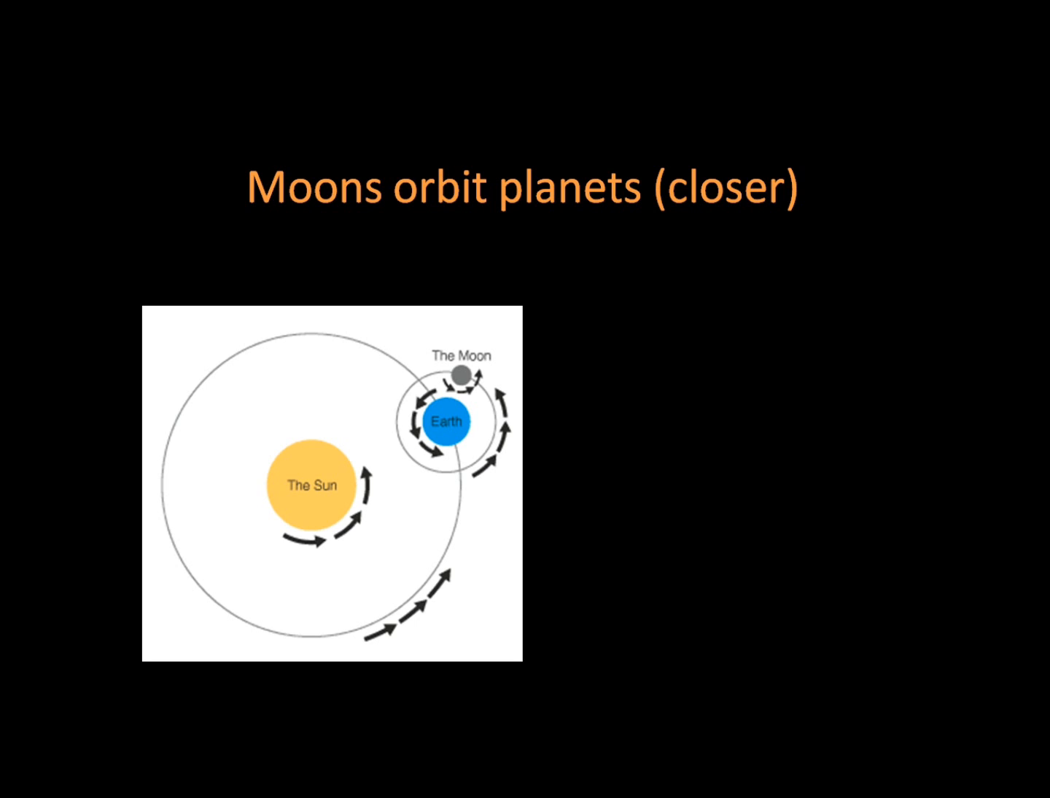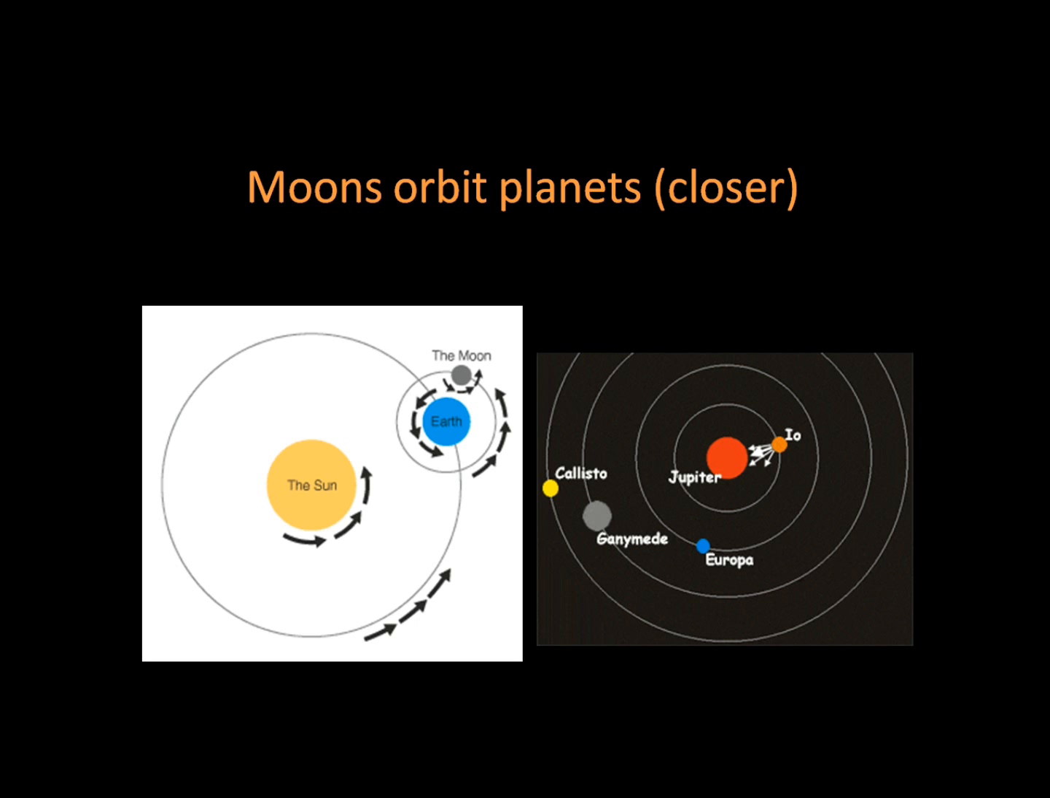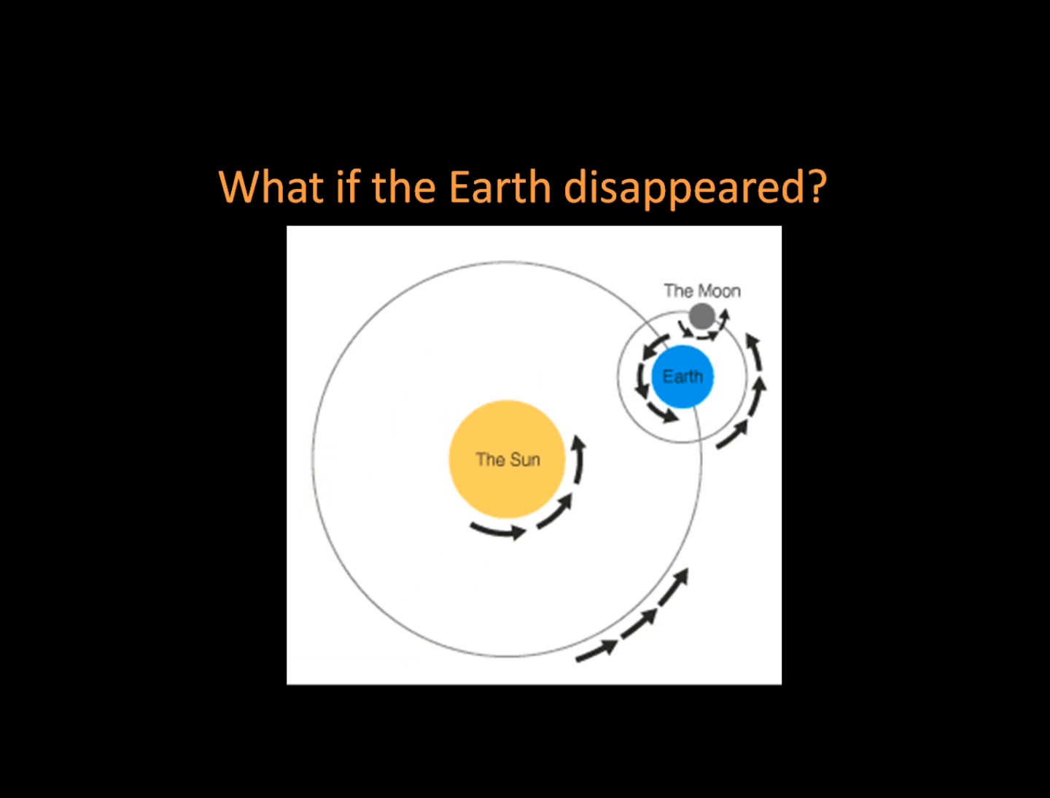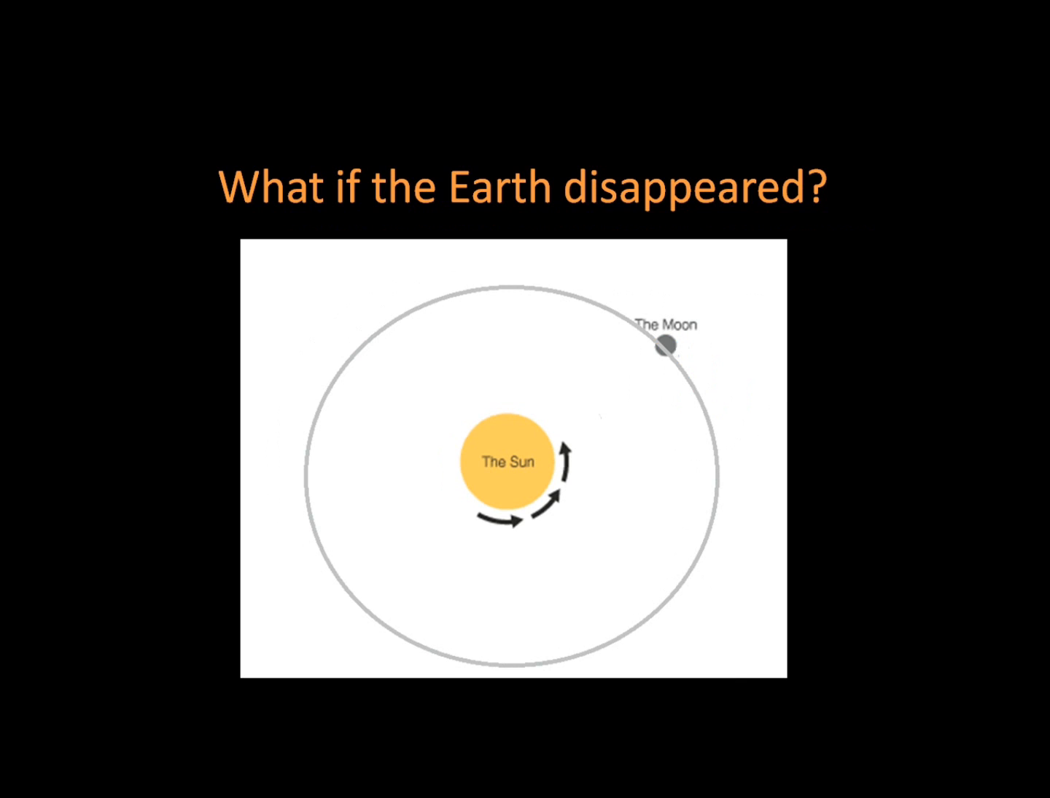It's the same way with other moons. Jupiter has at least 63 moons, and they all orbit Jupiter. This is because they are close enough to Jupiter to get caught in Jupiter's gravitational pull instead of the Sun, which is much further away. So what would happen if a planet disappeared? The moons of that planet would stop orbiting the planet, and guess what they would orbit instead? That's right, they would start orbiting the Sun, because they would get caught in the Sun's gravitational pull.